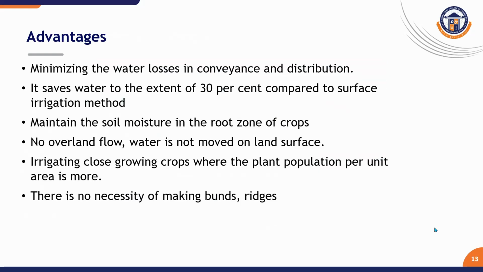The advantages of the sprinkler irrigation method: it minimizes water losses in conveyance and distribution. It saves water to the extent of 30% compared to the surface irrigation method. It maintains soil moisture in the root zone of crops. There is no overland flow; water is not moved on the land surface. It is good for irrigating close-growing crops where the plant population per unit area is more. There is no necessity of making bunds or ridges.